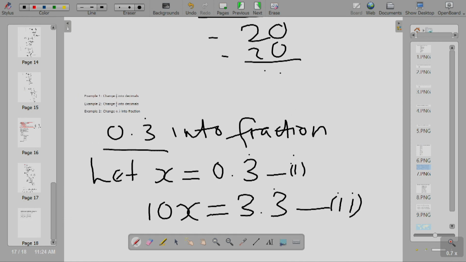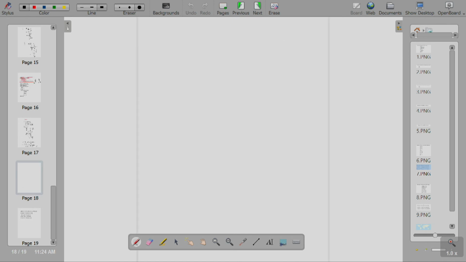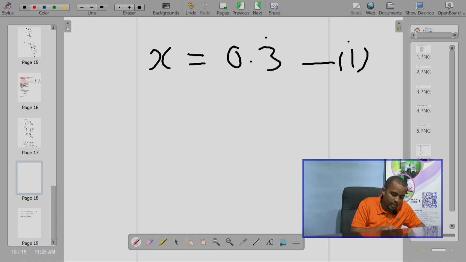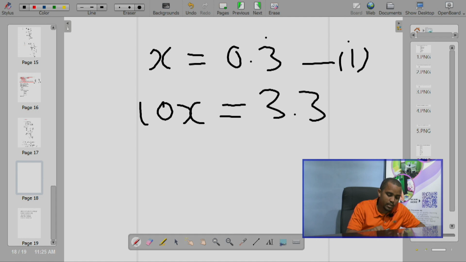So we have two equations: x equal to 0.3 dot, that's equation number 1, and also the second equation, 10x equal to 3.3 dot, which we got by multiplying the first equation by 10.